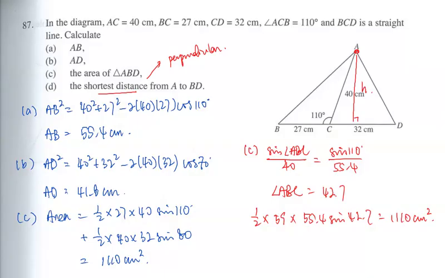Okay, then we work backwards a bit. We already have the area of the triangle. So half times base, which is 59, times height, will give us 1110. We just work backwards. So H is 37.6 cm.